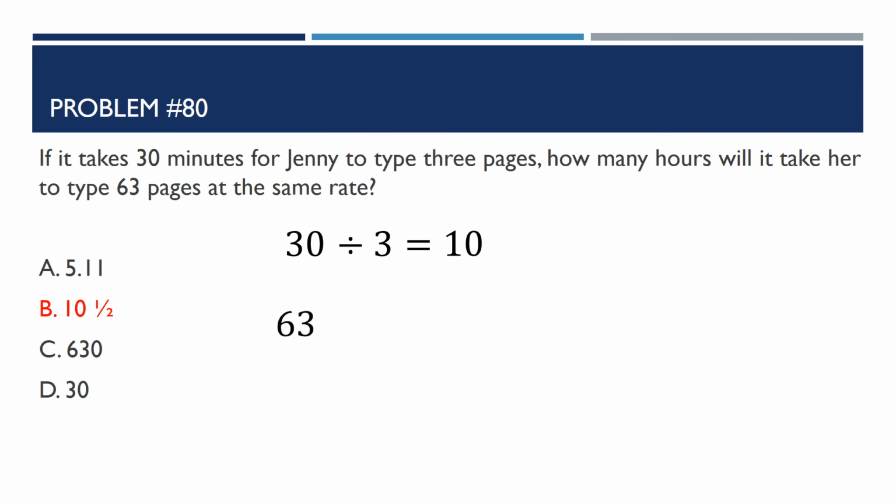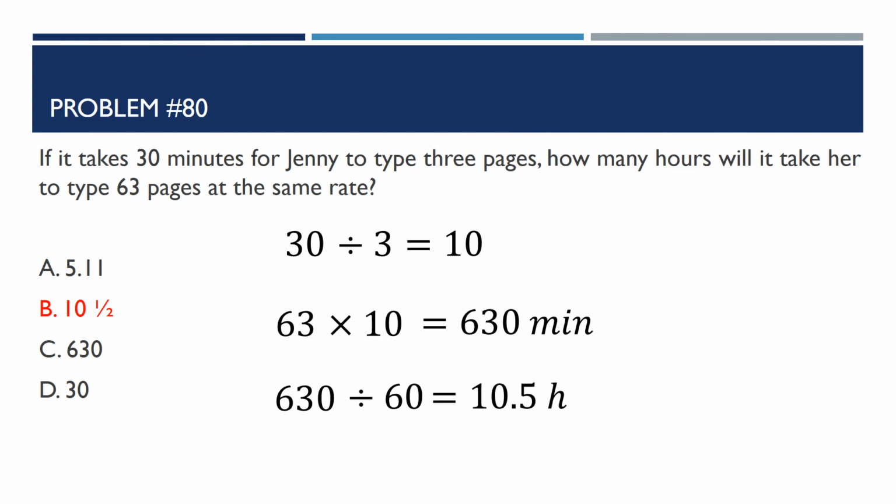Now, there are 63 pages. So we will multiply it by 10 minutes, or times 10. So we'll have 630 minutes for the 63 pages. Now letter C is 630. Why is the answer not C? Take note that it's asking for how many hours. It's not asking for how many minutes. So we're going to convert 630 minutes into hours. So 630 divided by 60 minutes, because it's 60 minutes for an hour. And you will get 10.5 hours, or 10 and 1/2 in mixed form.